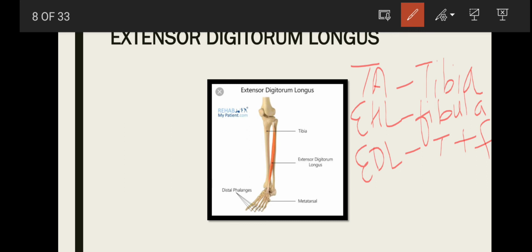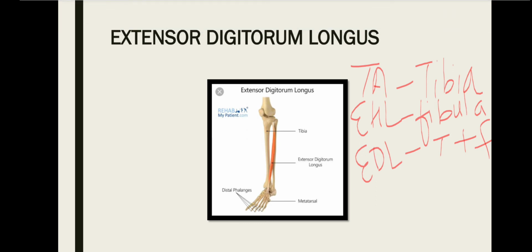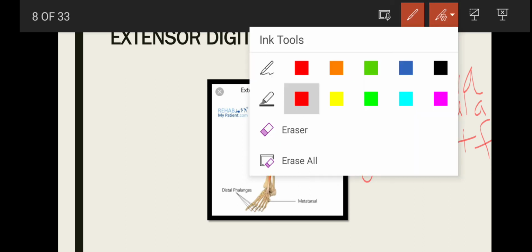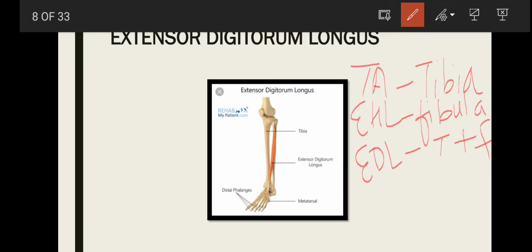Now this tendon, as we can see, divides into 4 tendons to the lateral 4 toes. This is the tendon which comes here and divides into 4 tendons towards the lateral 4 toes.